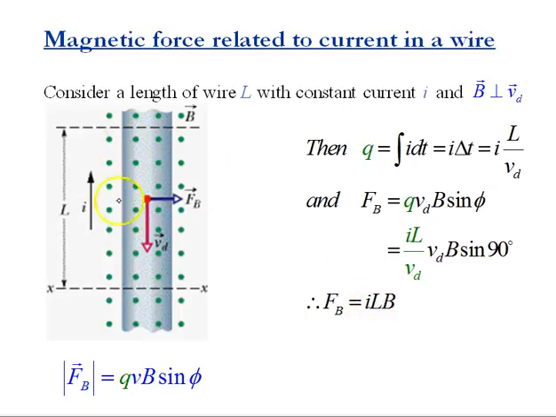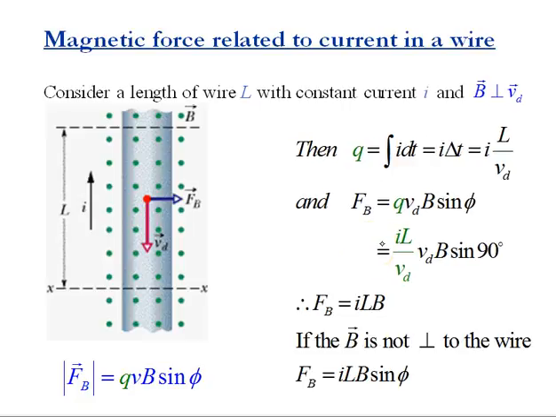where again L is the length of the segment of wire that we're looking to find a force on. The reason we can do our cross product there is because the direction of L has a magnitude equal to L. The direction is the direction of I, even though I is not a vector. So that's the magnitude of our force. If our magnetic field is not perpendicular to the wire, then the magnitude of our force is I L B sine of phi, whatever that relative angle is between the wire and the magnetic field.